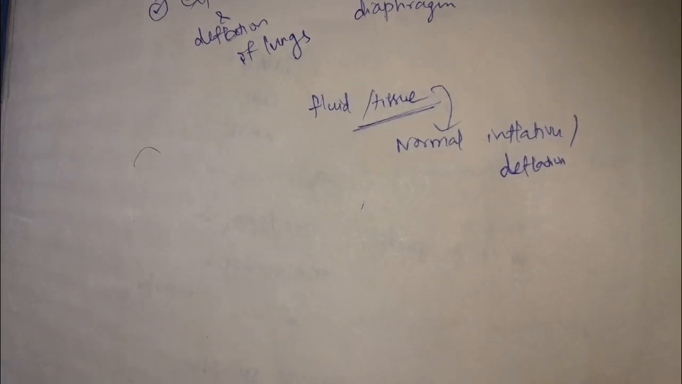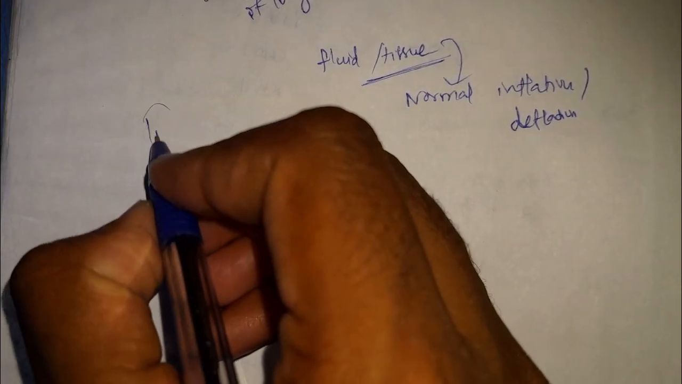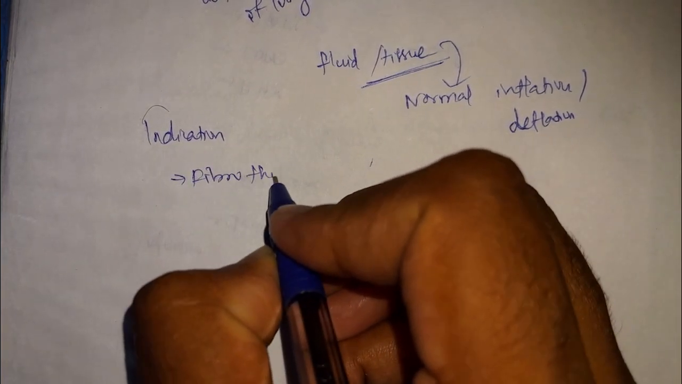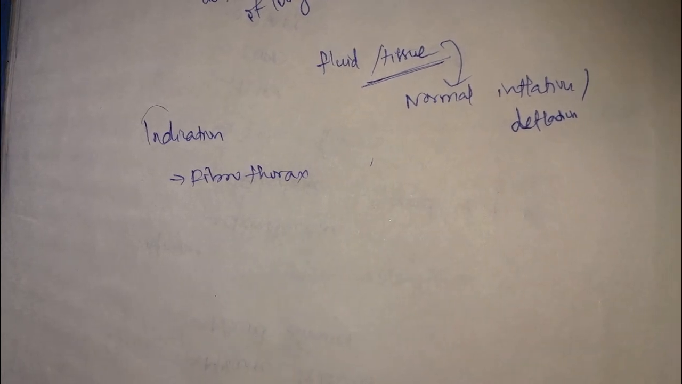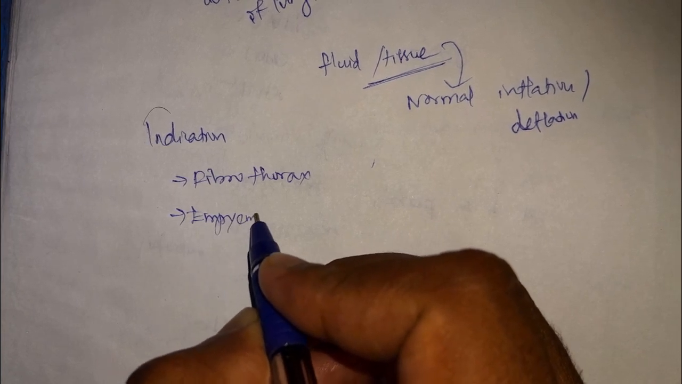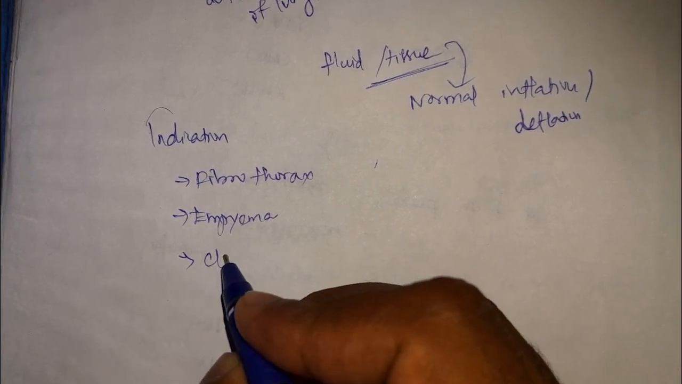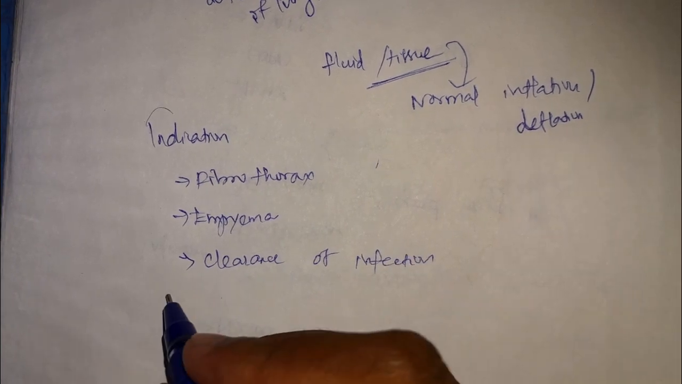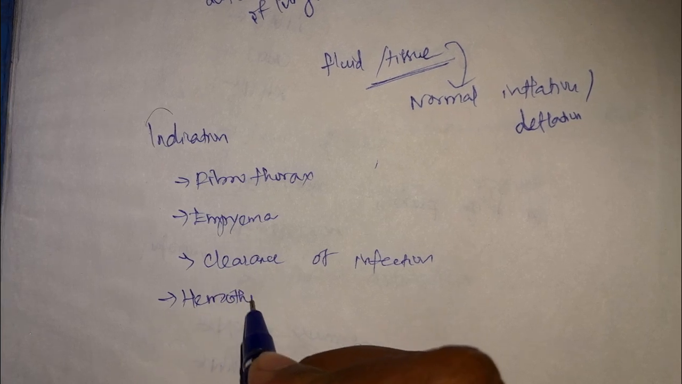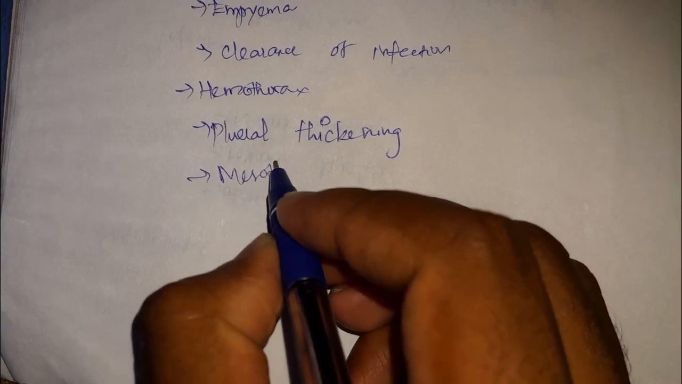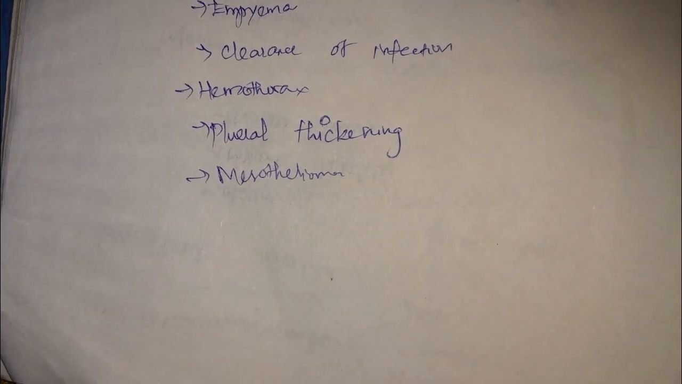For whom do we do this surgical procedure? Let's discuss the indications. Fibrothorax. It is not indicated for hemothorax or pneumothorax. Fibrothorax and emphysema, and clearance of infection, and sometimes chylothorax, and pleural thickening, and one tumor that is malignant mesothelioma. In these conditions also the decortication is indicated.